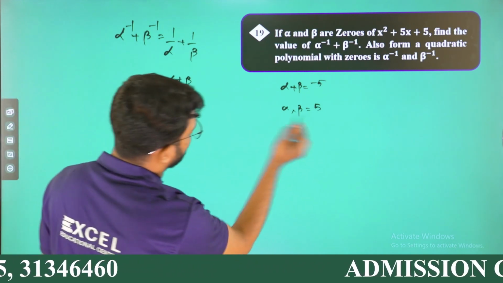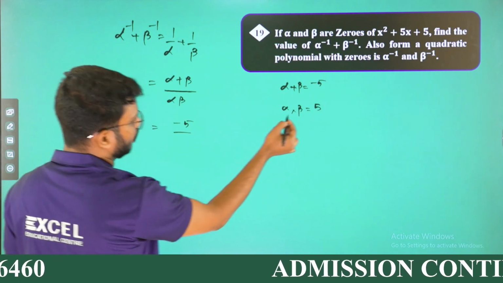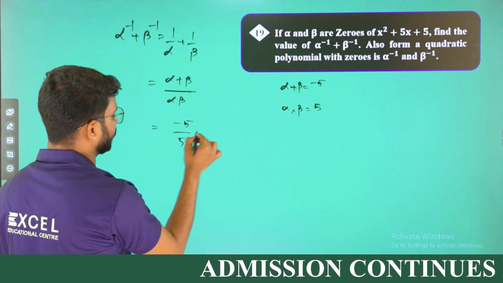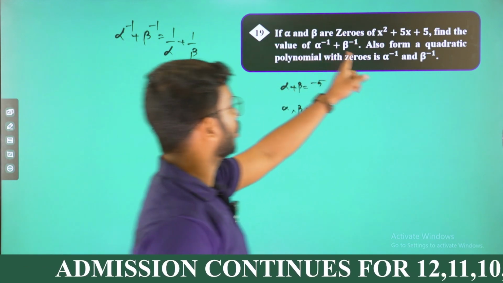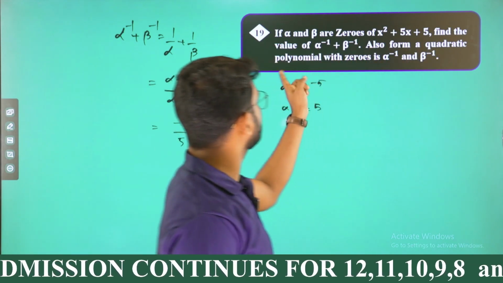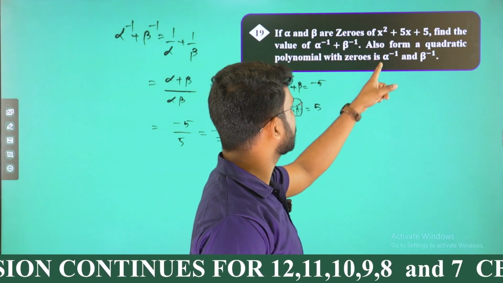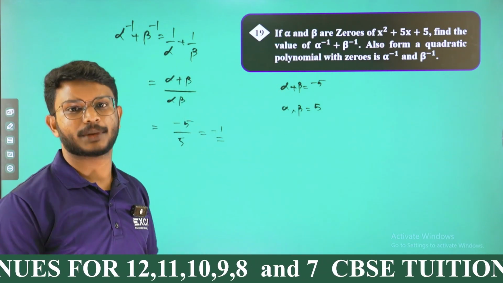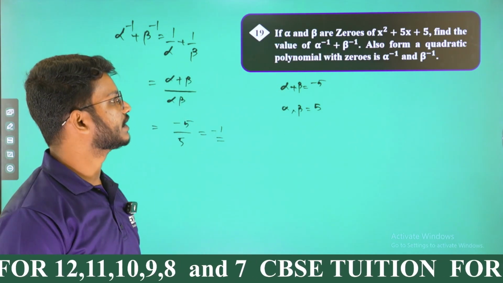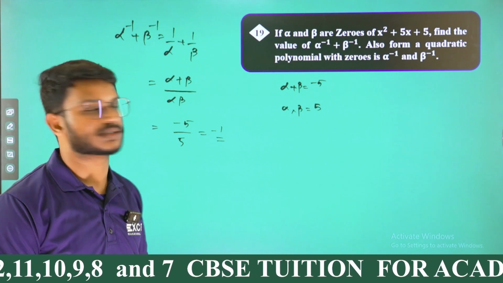What is alpha plus beta? Negative 5. What is alpha into beta? 5. So negative 1 is the answer for the first question. Also, form a quadratic polynomial with zeros alpha inverse and beta inverse. So we have to form a quadratic polynomial with zeros alpha inverse and beta inverse.